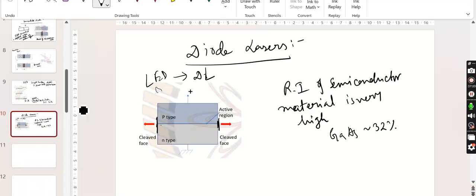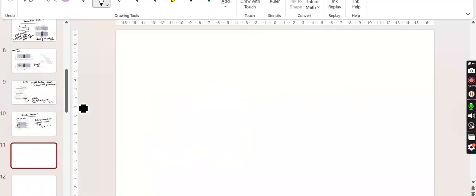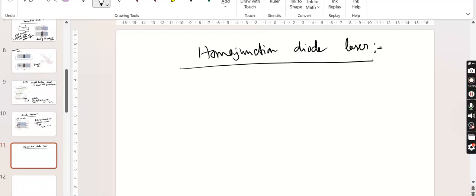But here we cannot control the carrier flow and the electricity flow. So then we will go to the homojunction diode. The diode lasers are different, like the homojunction diode laser and the heterojunction diode laser. So we will see what the problem is using a homojunction diode laser, then we will see why we need a heterojunction diode laser. So what is a homojunction diode laser? The diode is made out of the same type of semiconductor material on both sides of the junction.